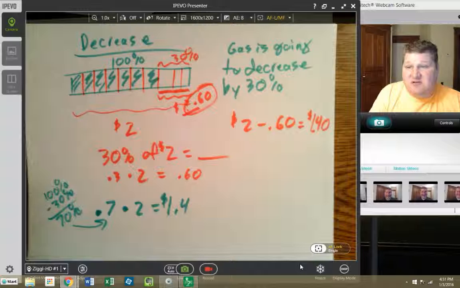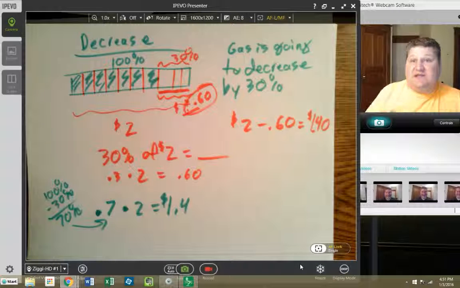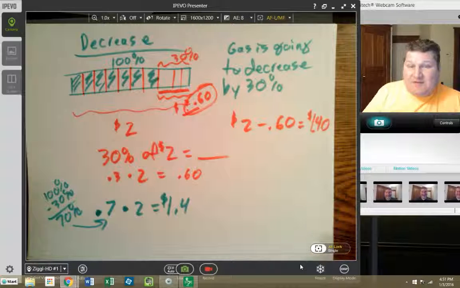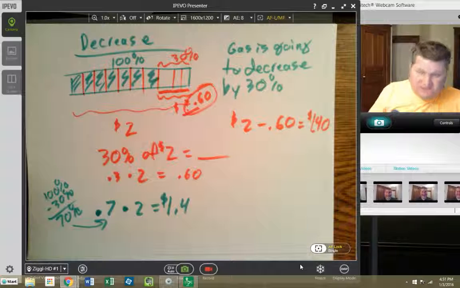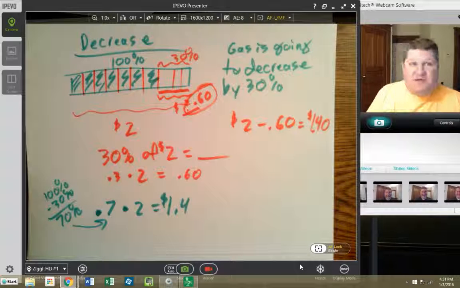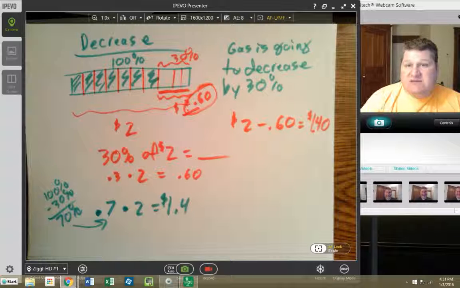The kicker is if you have percent increase, it's going to go up. If you have percent decrease, it's going to go down. So if it's percent increase, it's going to be more than 100%. If it's percent decrease, it's going to be less than 100%. So let's see what we can do with that one.